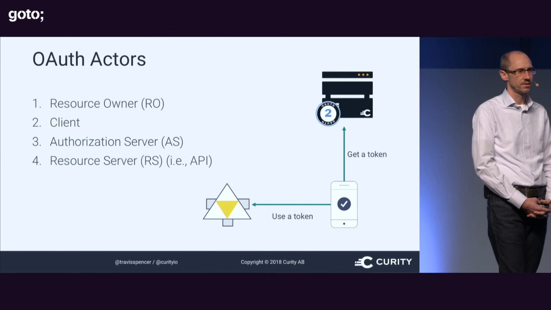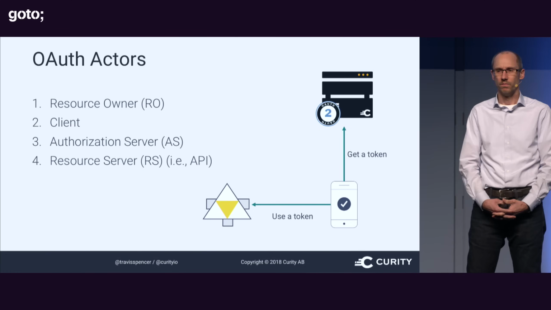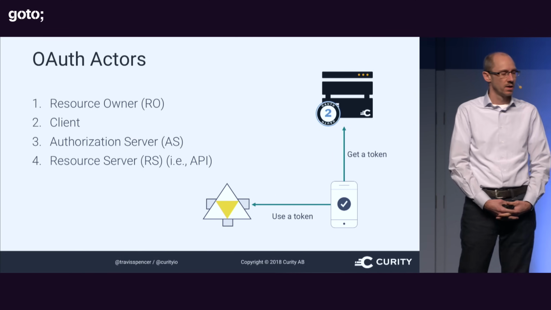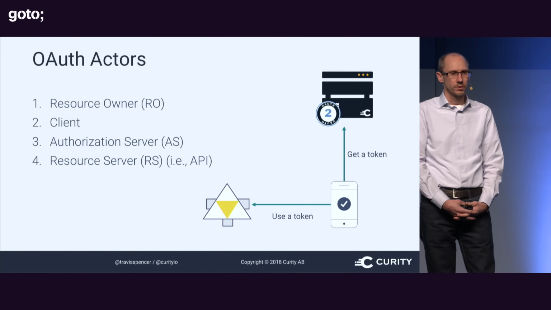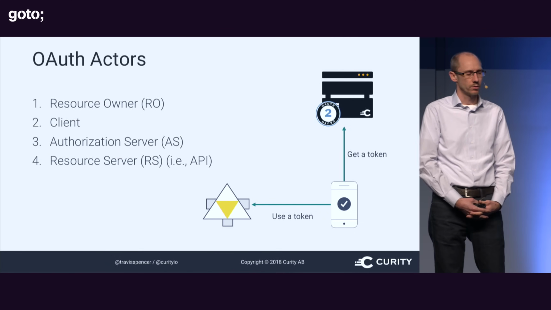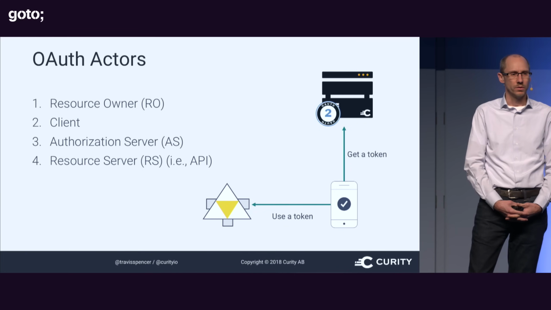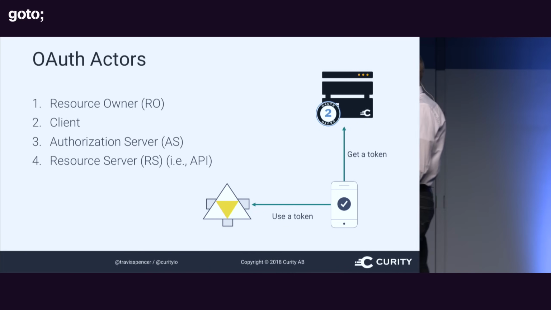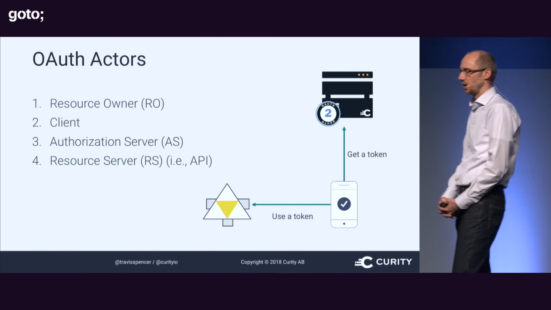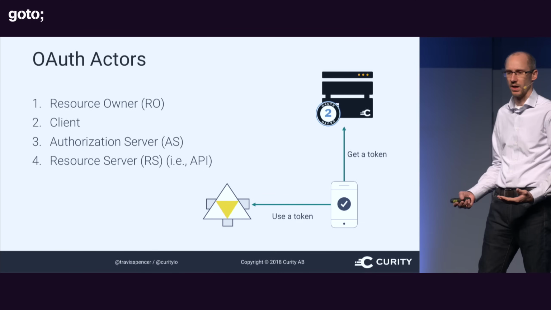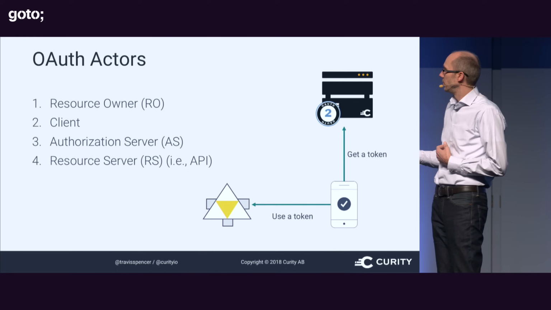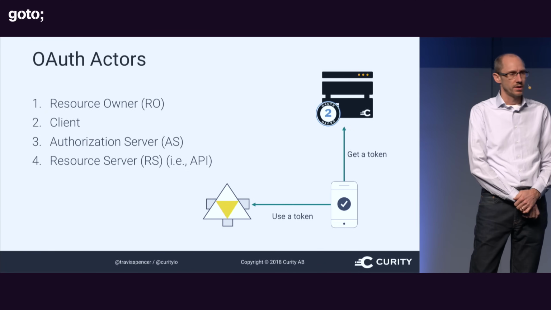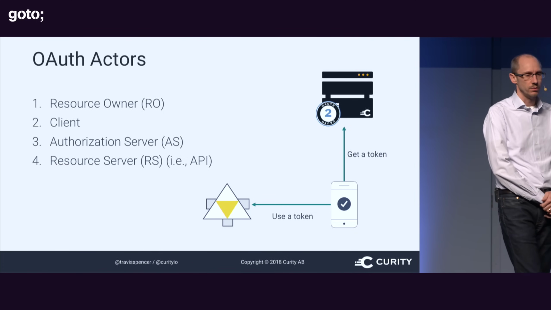And then there's a client, and the client is the application. So this could be a web app, it could be a mobile app. And then there's the authorization server. This is the security token service, or the entity that is in charge of issuing tokens and figuring out who the end user is. And then there's the resource server, the one that's actually serving up that resource. So that's the API or the microservice. And the flow in general works like this, where the client application will get a token and then call an API to use the token.